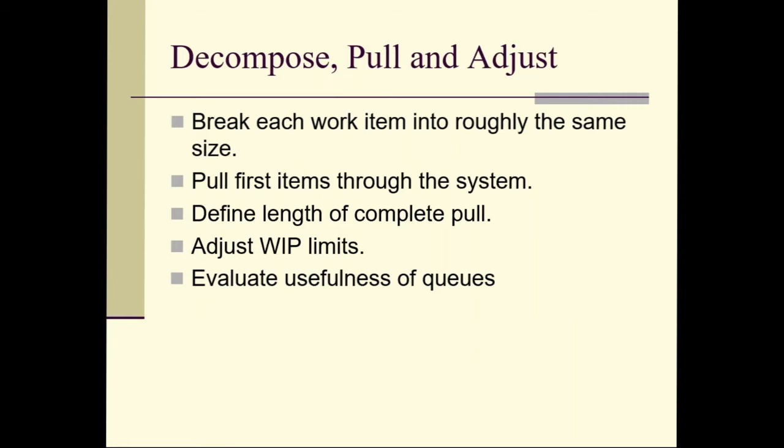Okay, break each item, decompose it into components. Each deliverable, break it down into the tasks or subcomponents that are roughly the same size, so that you're not working on something huge and then you can only have 3 things. One is enormously huge and 2 are tiny. That kind of throws it off. So try and break things down into average size work elements and pull them through the system.